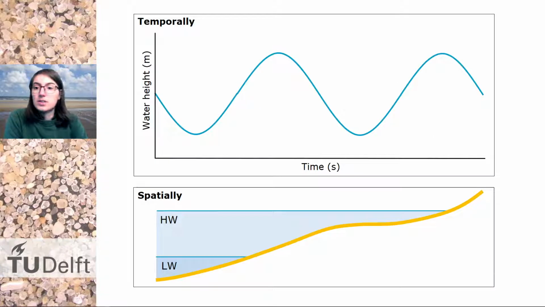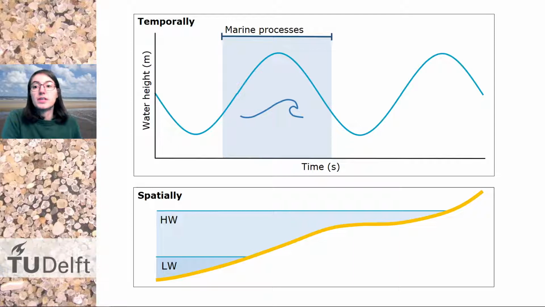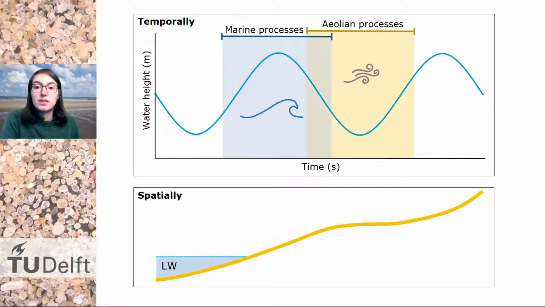Temporally, you can see in the upper image a tidal cycle with high and low waters. And then in the lower plot, you see it spatially. So if we would be in the field, this would be the intertidal zone. We know that during high water, the marine processes are acting on the intertidal zone, and during low water, the aeolian processes can act if there's enough wind.